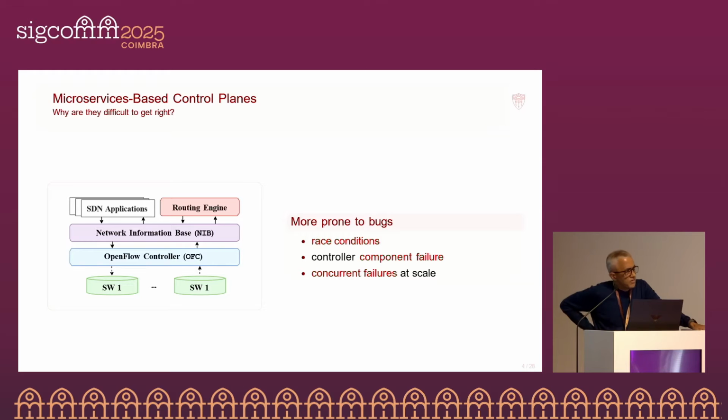Now, the downside of all this is that these controllers are actually prone to lots of bugs. You might imagine, as many of you who work in microservices know, race conditions are all too common. But now the controller has to reason not just about switch failures, but also component failures. And many of these failures can be concurrent as the network scales.